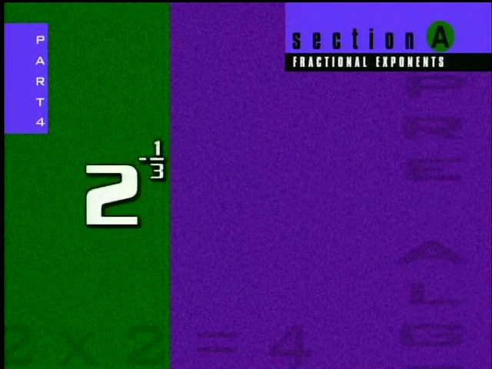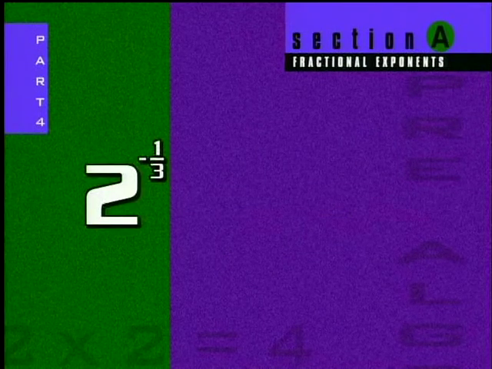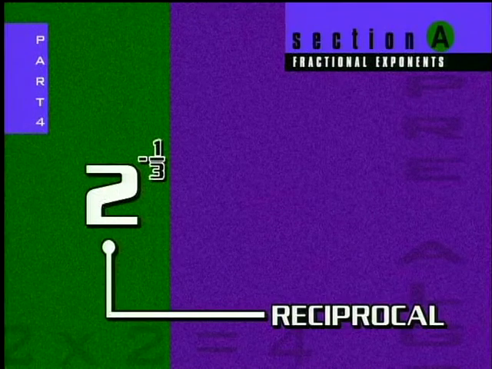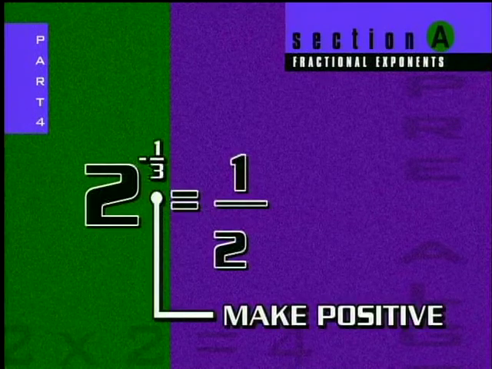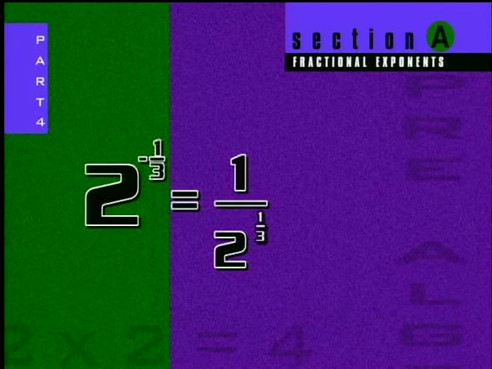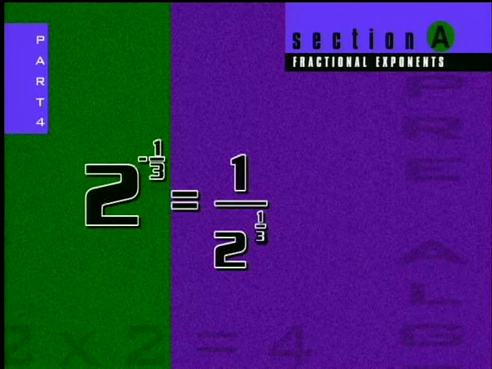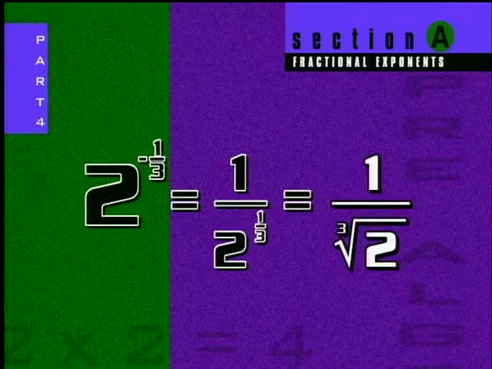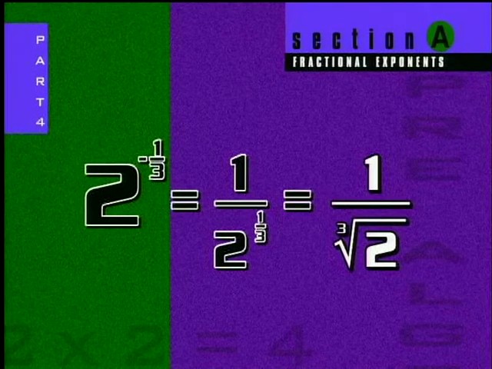Finally, if we look at 2 to the negative 1/3 power, our first move is to take the reciprocal to get 1 over 2. Then we make the exponent positive, and we've got 1 over 2 to the positive 1/3 power. Next, we take the cube root of our bottom number, 2. So, our answer is 1 over the cube root of 2. Notice anything similar in all the exponents we've done so far? They've all had 1 in the numerator. That makes a pretty clean deal.